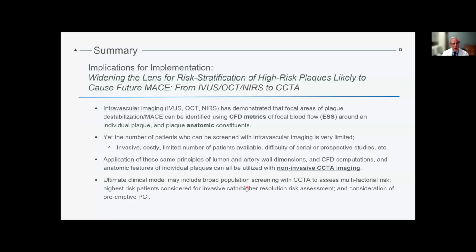So I think we are coming along dramatically from where we had been multiple years ago, back in 1989 when we identified the risk, now to better characterizing it, to have a risk basis of each individual plaque.